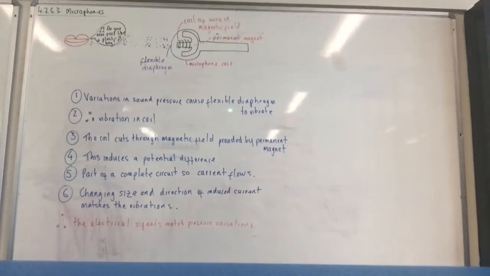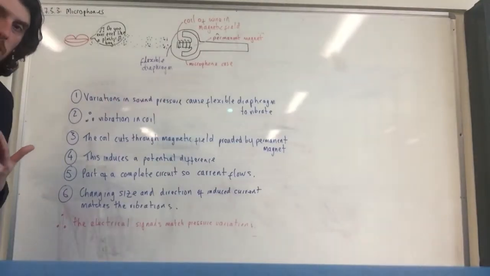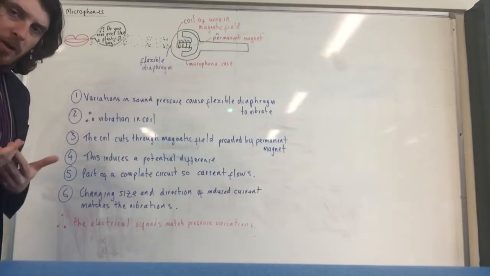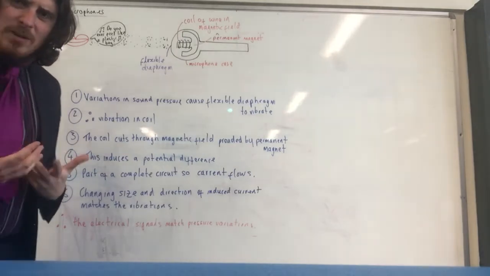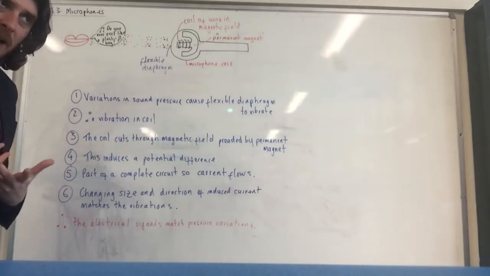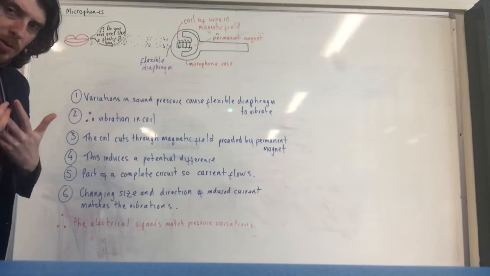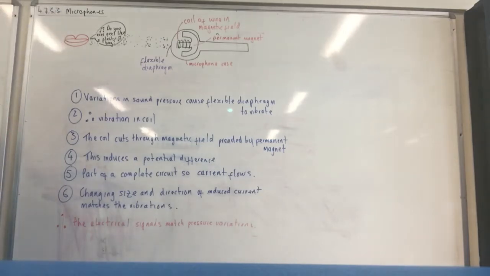Hello, so what we need to have a look at is how a moving coil microphone works. In a previous video, we looked at how a loudspeaker works. Now a moving coil microphone kind of works like a loudspeaker in reverse. It uses the generator effect rather than using the motor effect. So let's have a look at that.